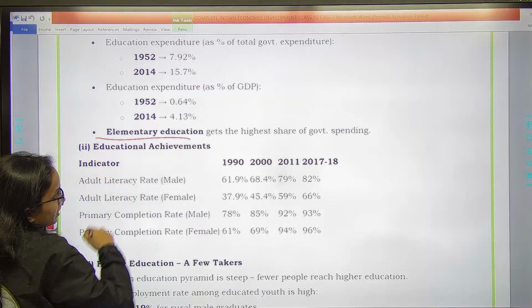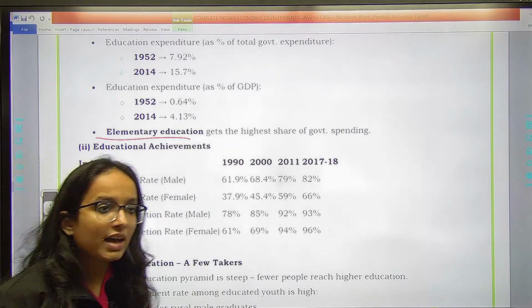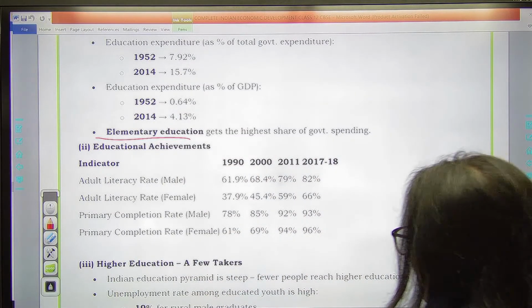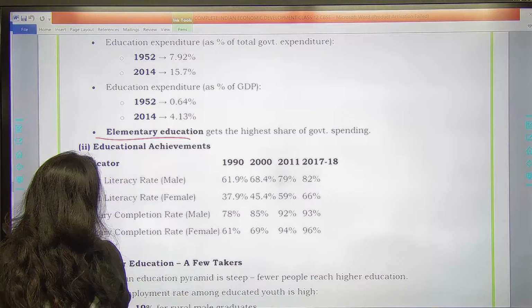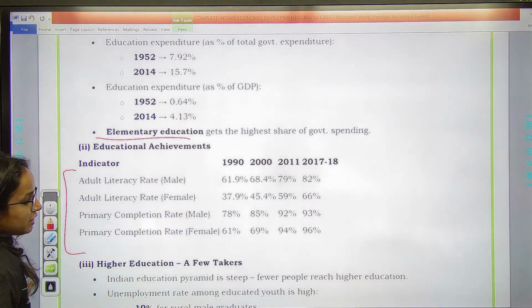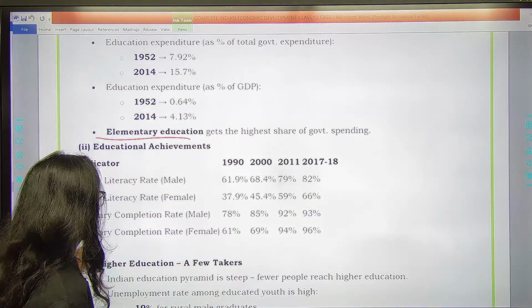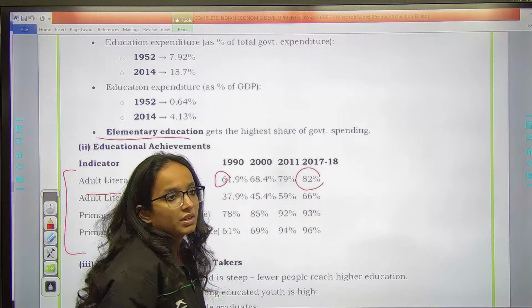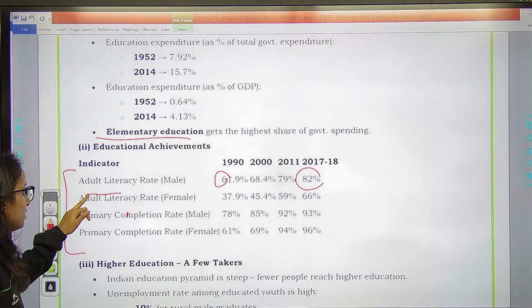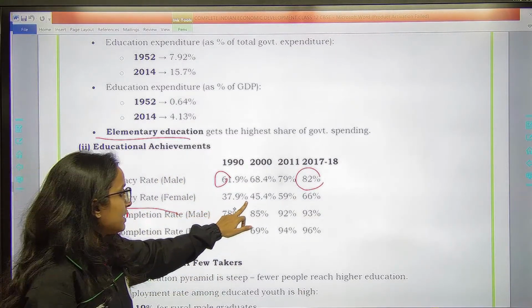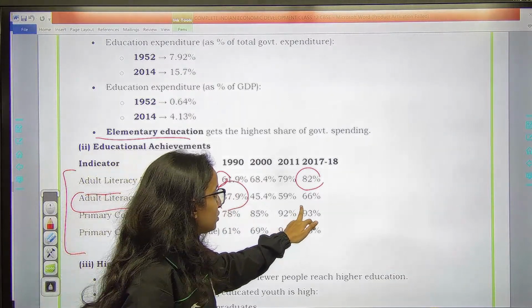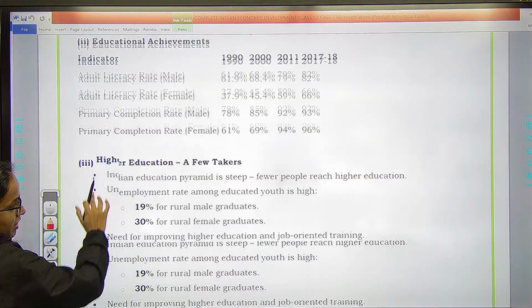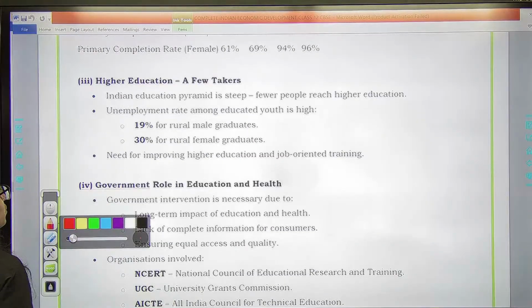And elementary education, primary education, has got maximum spending from the government, because primary education, the foundation level, is important. Indicators of literacy rate have also improved over time. Like adult literacy rate was 61.9% in 1990, and 82% in 2017-18. Then if we talk about female literacy, it was 37.9% in 1990, but 66% in 2017-18, right? So these literacy rate figures show that it has improved over time.